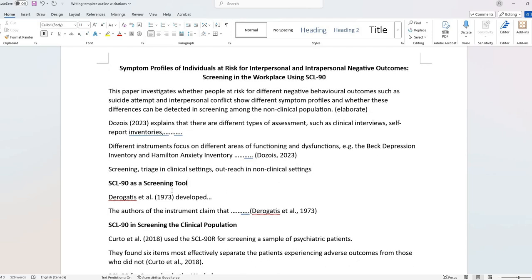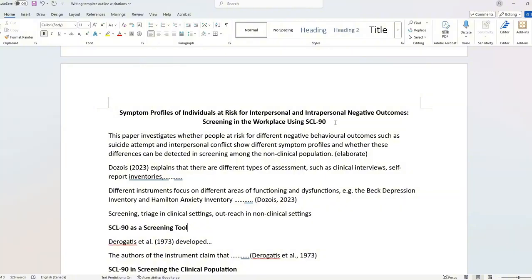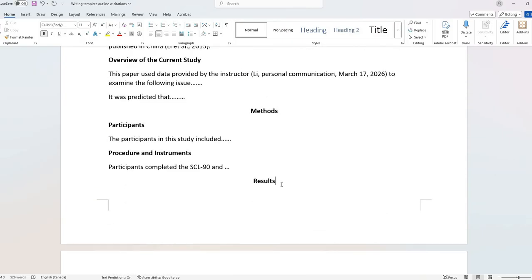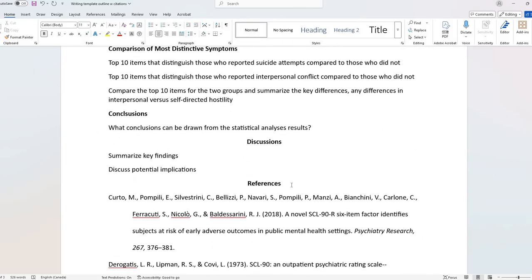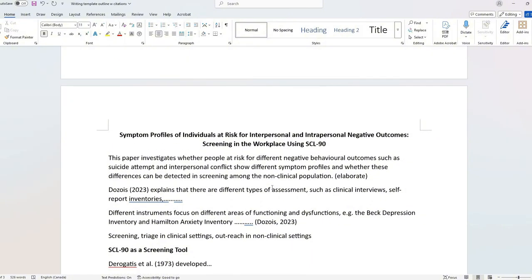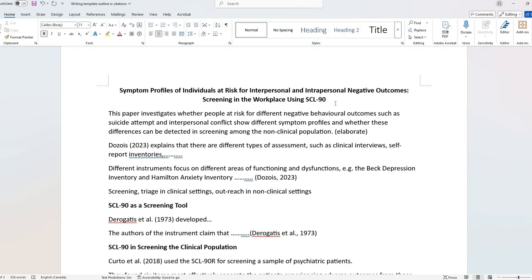And then I have these level 2 headings. This is a level 1 heading. Introduction is a level 1 heading. Methods is a level 1 heading. Results, level 1 heading. Discussions, level 1 heading. References, level 1 heading. Under each level 1 heading, you can have subheadings, level 2 headings, depending on the content of your discussion.